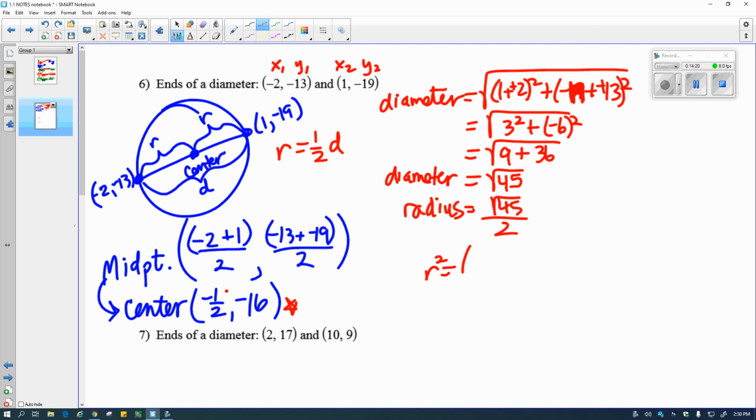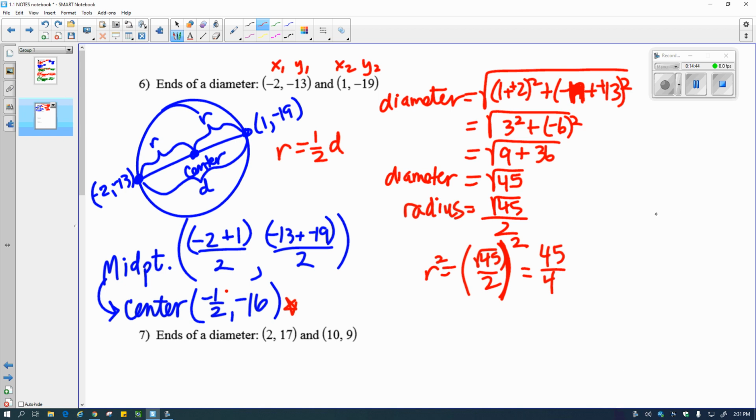So r squared is the square root of 45 over 2, squared, which is square the top, 45. When you square a radical, it removes the radical, and then square the bottom, 4. So that becomes my radius squared. That's the part that I'm going to use in my final equation.